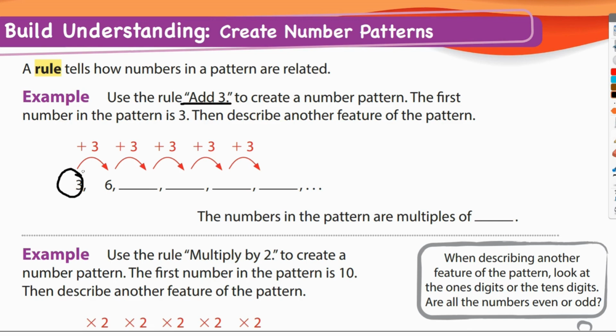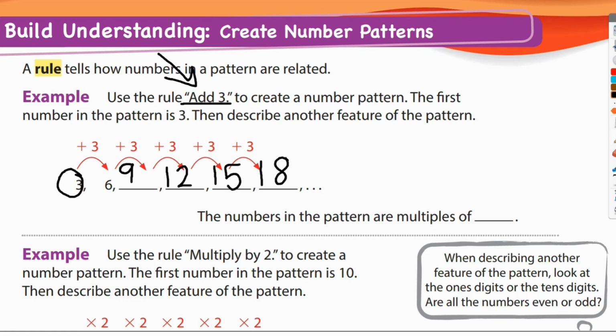Then describe another feature of the pattern. Same rules apply. If my rule is to add 3, starting with the number I circled, which is 3, that's what I'm starting with right here. 3 plus 3 more gives me 6. 6 plus 3 more gives me 9. 9 plus 3 more is 12. 12 plus 3 more is 15. 15 plus 3 more is 18.